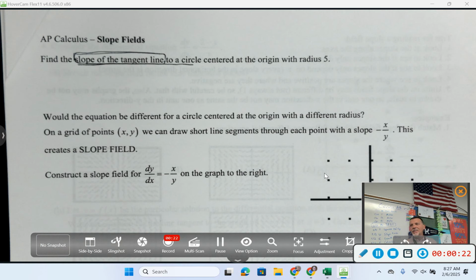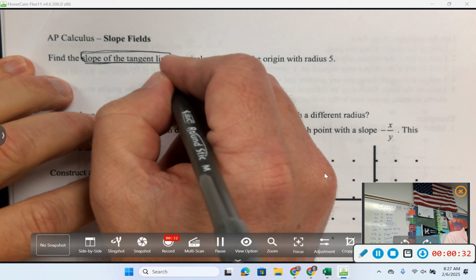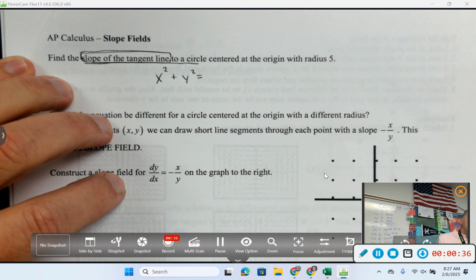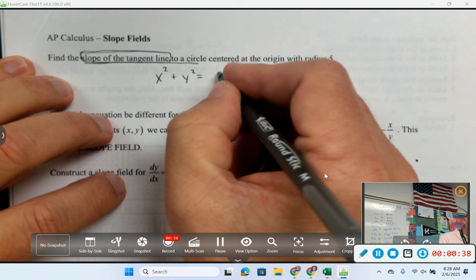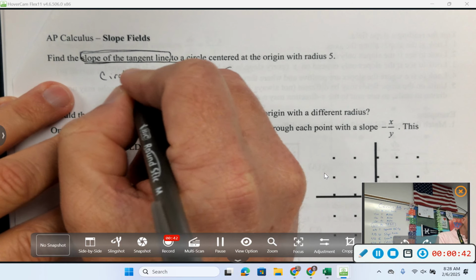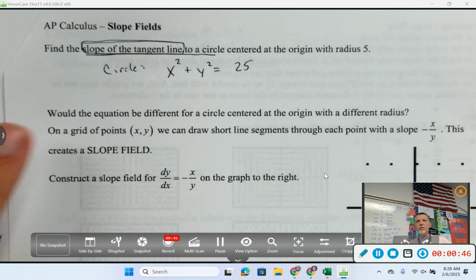Do you remember how to write the equation of a circle? Centered at the origin, radius 5. x squared plus y squared equals radius squared. So there's our circle at the origin with radius 5. x squared plus y squared equals 25.